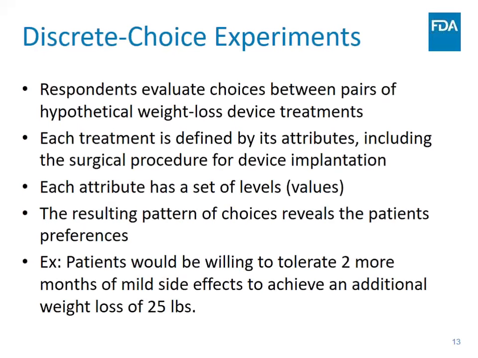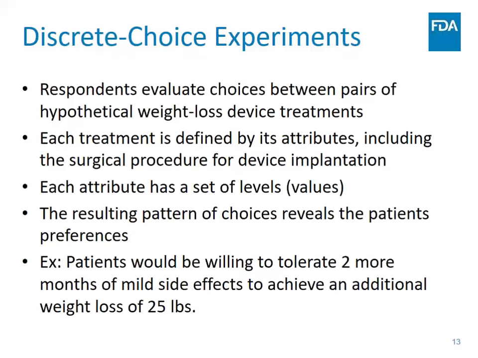So how did the survey capture the benefit-risk trade-off preferences of patients? It used a scientific survey format called discrete choice experiment. This term corresponds to a specific format of questions that allow us to elicit the patient's preferences when they are making trade-offs. Specifically, the respondents will evaluate choices between pairs of hypothetical weight loss device treatments.